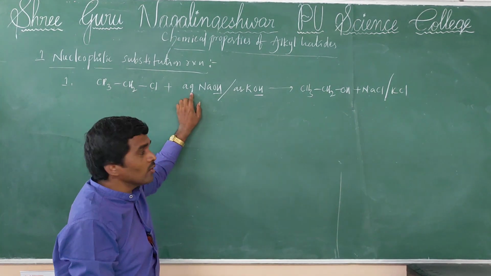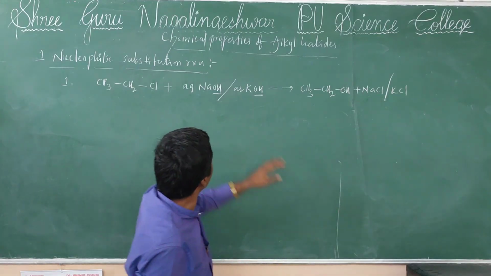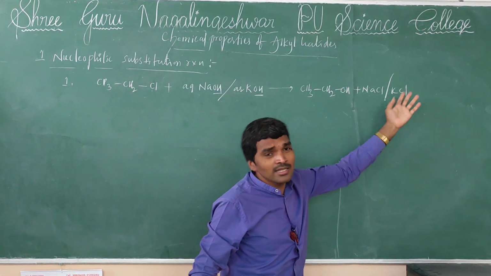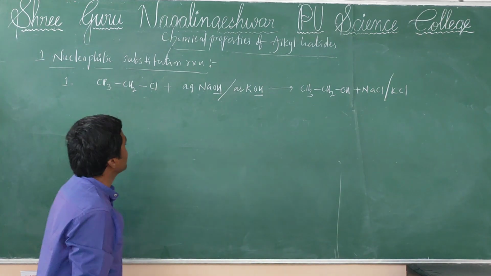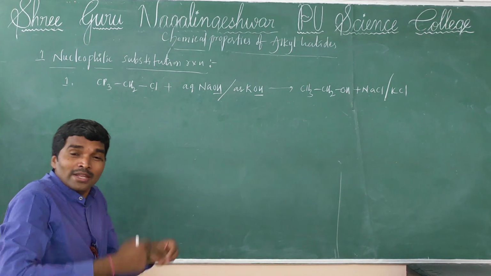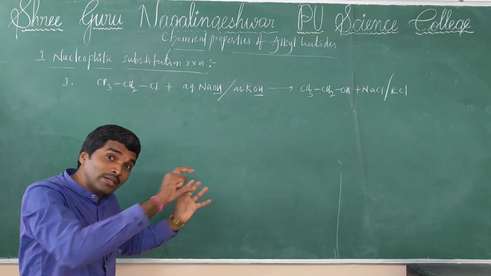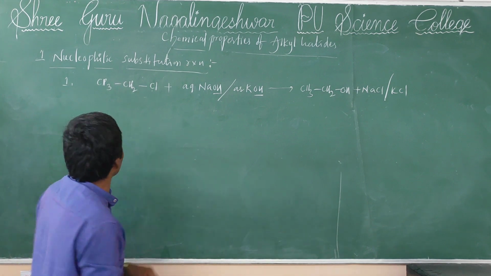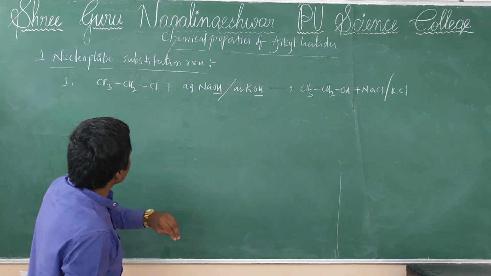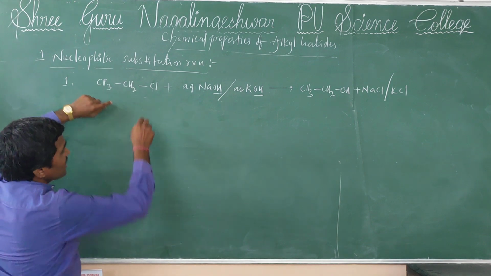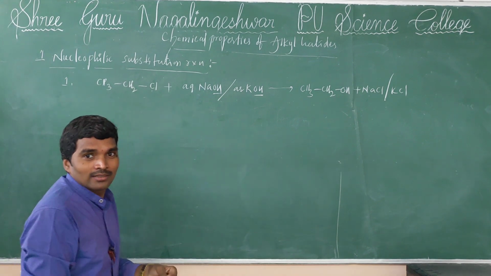If you take aqueous NaOH, it will become NaCl. If you take aqueous KOH, it will become KCl. Okay. So now some more examples we'll discuss for all models. Now we'll discuss the alkyl halide reaction rate.